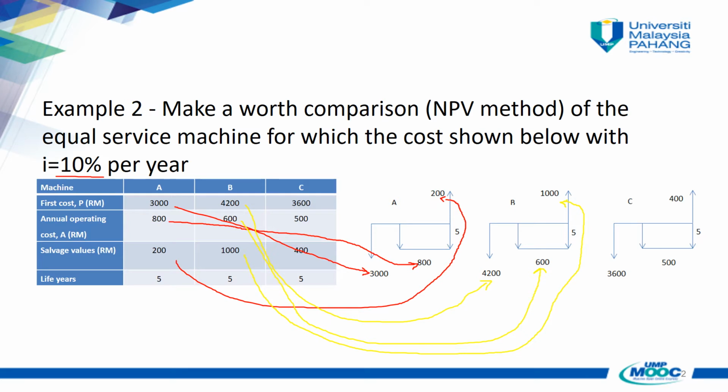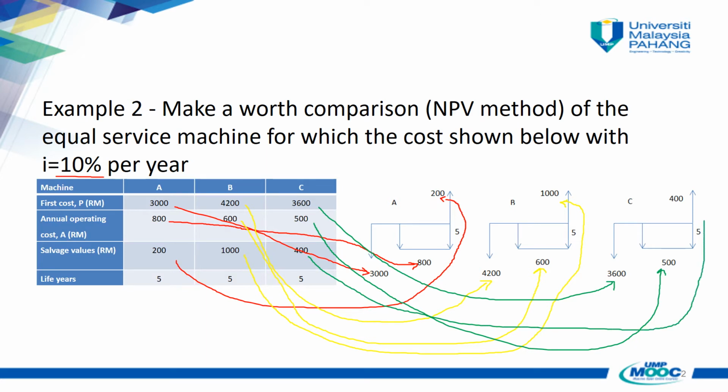Let's see the third machinery. The third machinery we buy for 3,600. This will become our P. However, to use this machinery we need to operate it. The cost to operate is 500 per annum, annual operating cost for 5 years. And then after 5 years of usage we can salvage this machinery for 400.